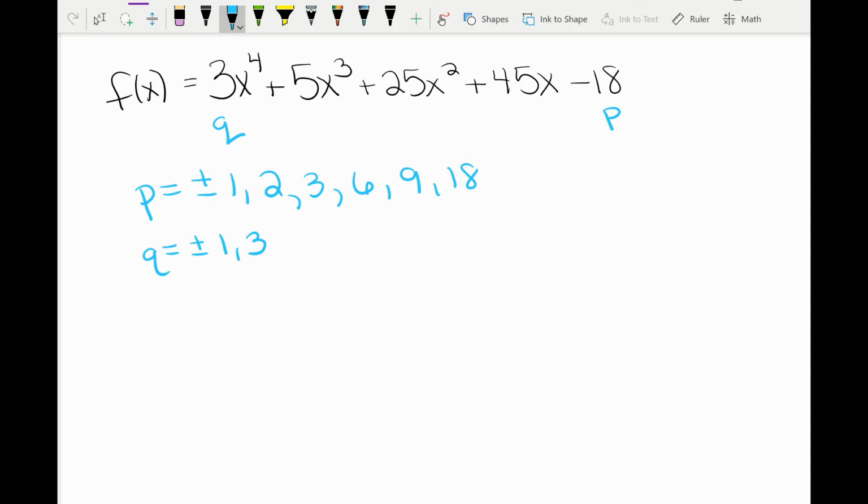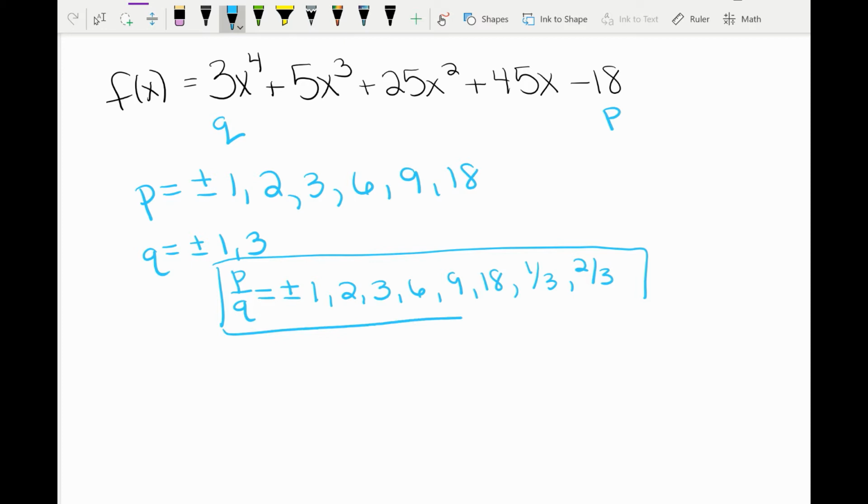So if I find all the different combinations of p over q, I'm going to take all of my p values and put them over 1. So that's 1, 2, 3, 6, 9, 18. And then I put all of my p values over 3. So that's 1/3, 2/3. And then the 3 over 3, I already have that. 6 over 3, I have that. 9 over 3, I have that. And 18 over 3, we have that already. So I don't need to rewrite that. So this box is the values I can use to try to find a number that works.